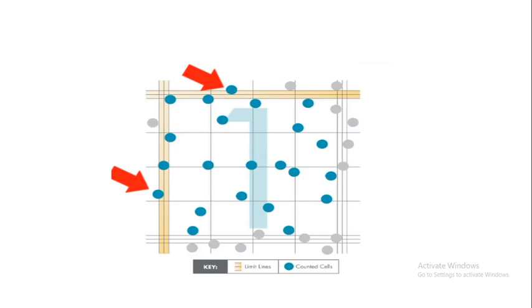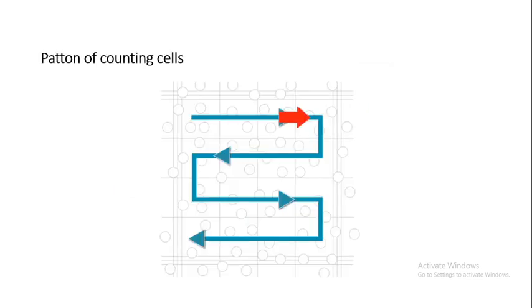You must maintain the same lines for the counting of other squares. Once you focus the microscope on the outer square, you start the count from the left-hand top corner and follow the direction shown by this arrow. Finally, you can calculate the total number of cells. Thank you.